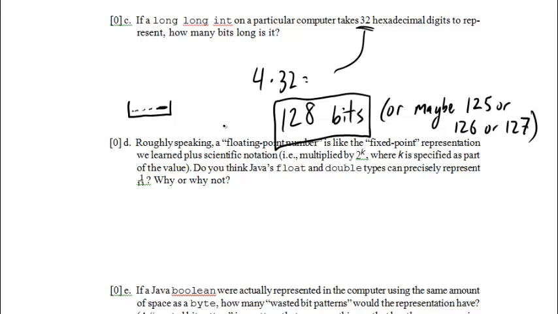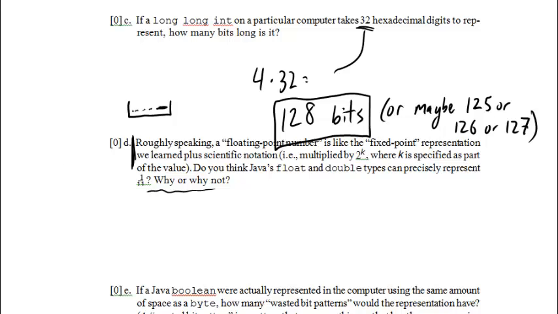Roughly speaking, a floating point number is like the fixed point representation we learned, plus scientific notation, i.e. multiplied by 2 to the k, where k is specified as part of the value. Okay, so it's a fixed point number, but we can shift the binary point, the equivalent of the decimal point, around. Do I think Java's float and double types can precisely represent 1/11th? Why or why not? So there's not really any connection between this starting part and the ending part unless Java's float and double types are floating point numbers. Given that it's called float, I'm going to assume it is a floating point number.